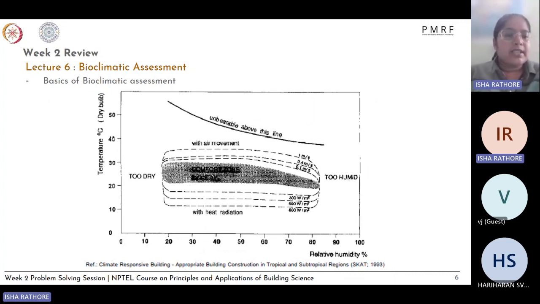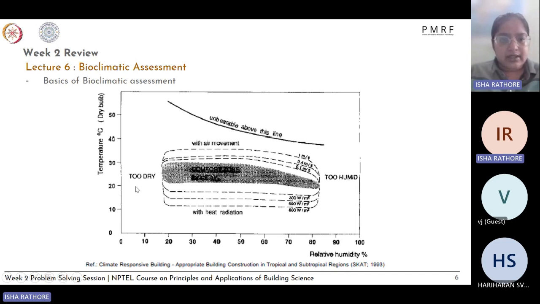The basis of bioclimatic assessment is to determine the comfortable zone for the occupants of a building based on the ambient climate variables, as well as their result on the indoor thermal comfort. So we have here the temperature and the relative humidity, and based on the movement of air, or the air speed, we determine the comfortable zone. So this is the comfortable zone.